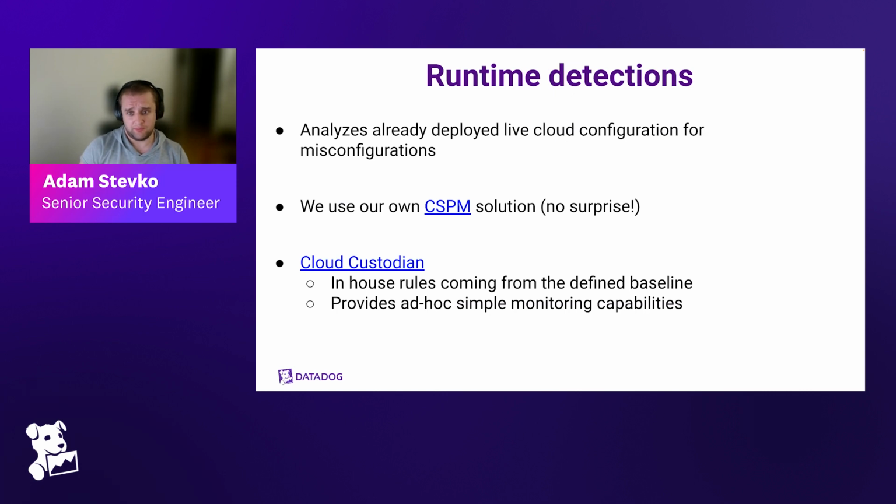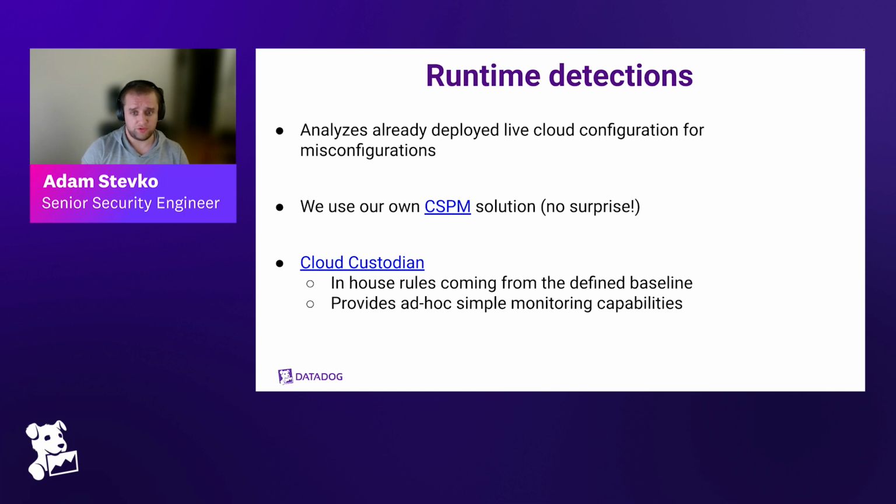Going forward with the runtime detections. Detecting misconfiguration at runtime is quite important, because this focuses on analyzing the live cloud configuration for security issues. It should be no surprise that we are using our own CSPM solution. As a cloud security practitioner, the reason why I like it is that some of the rules are focused on immediate risk reduction. And apart from these rule sets, we are also using compliance ones that come with the product.